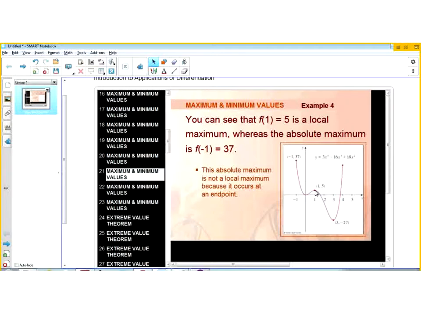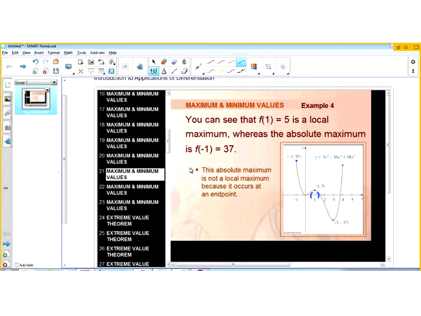So f of 1 right here, which equals 5, is a local maximum, because you can see in the neighborhood of 1, it is the largest point on the graph. We consider, say, this neighborhood of 1 right here. Whereas if we look at f of -1, this point stands out above all the other points on the graph. So that's a global maximum.